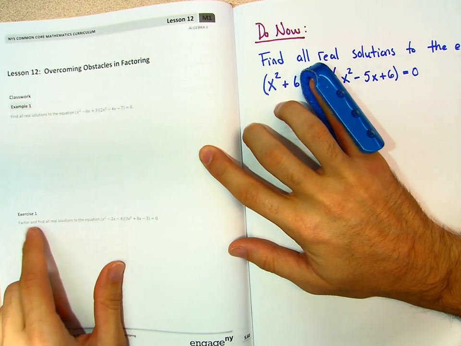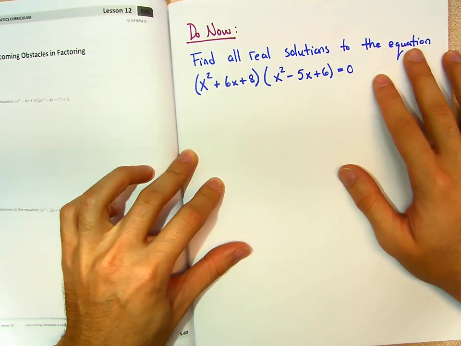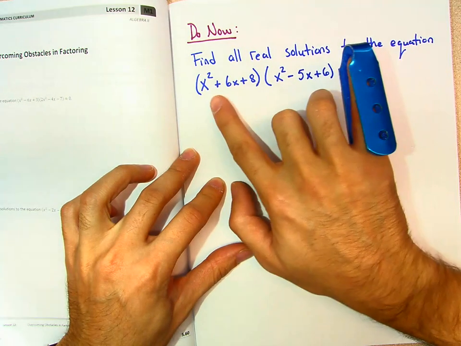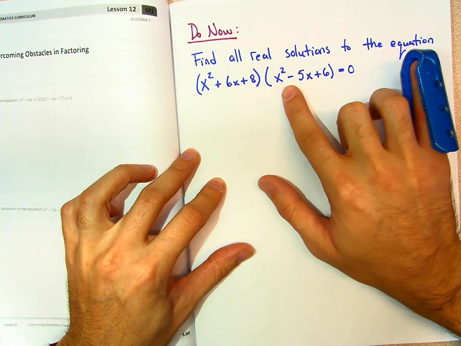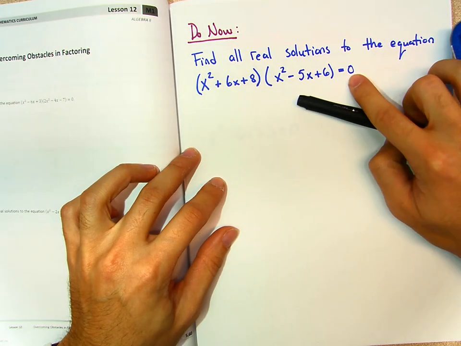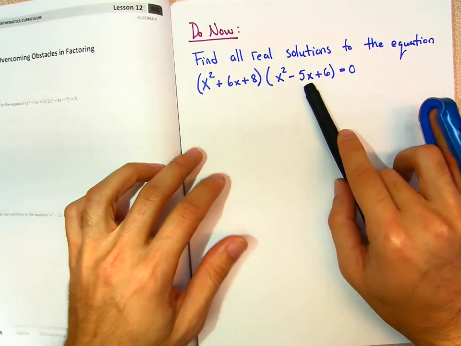Before we do example 1 and exercise 1, what I'd like you to do is just try and do this question here. It says, find all real solutions to the equation x squared plus 6x plus 8 and x squared minus 5x plus 6, okay? And notice that it's equal to 0. So basically what we're doing is we're finding the zeros of this and we're finding the zeros of that.